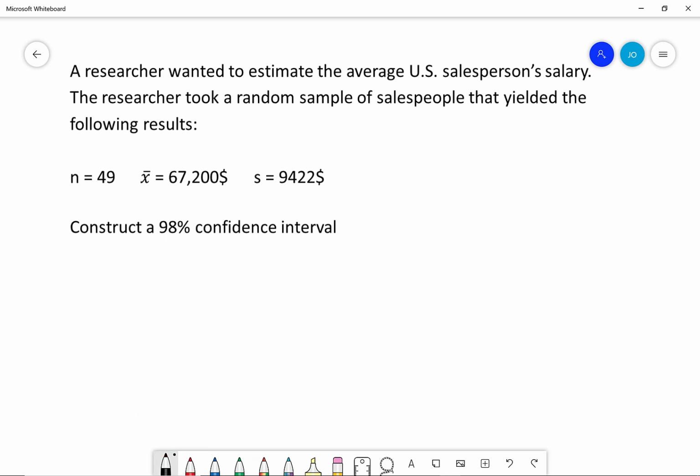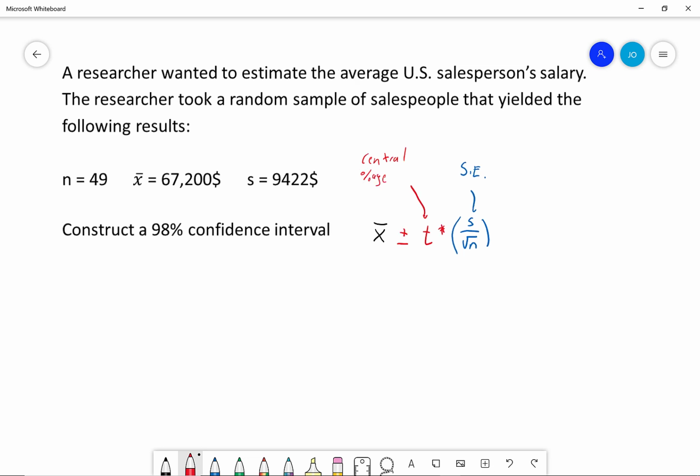If we remember, our confidence interval looks at our sample mean, then it adds and subtracts a certain number of standard deviations or standard errors. Again, this represents our standard error or standard deviation. And here we're representing a central percentage. And specifically, we're dealing with a t-distribution with a certain amount of degrees of freedom.